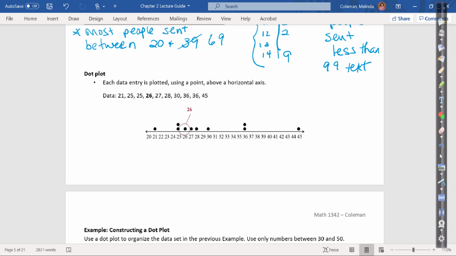So the smallest number on the scale here is 20. The largest is 45. In my data, the smallest one is 21. The largest one is 45. So we're going to go across, and then you're just going to put a dot where every number lies.